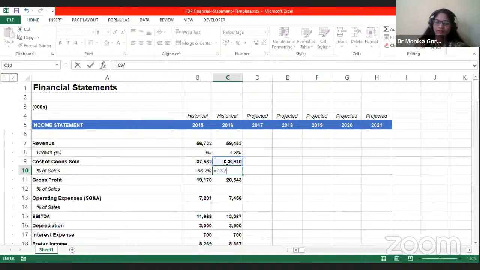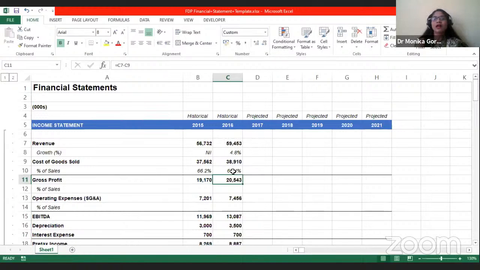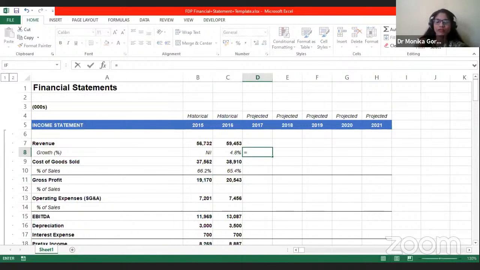Cost of goods sold divided by your revenues, you will come to know that in this 59,453, the cost is 65.4%. Okay, so if we want to cross verify, we can do one thing, that if my revenue is 59,453 and my cost is 65.4%, then what is the actual amount of that particular cost of goods sold? The actual amount is the same, yes. So whatever calculation we have done is right.